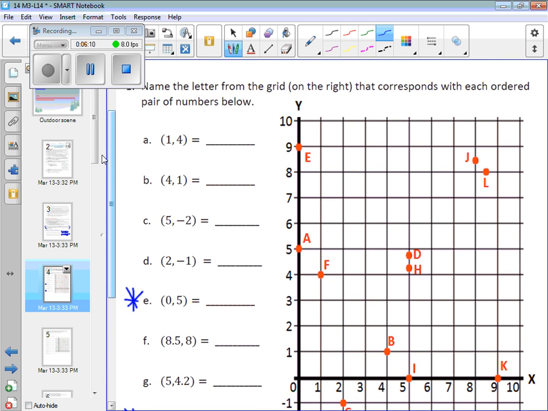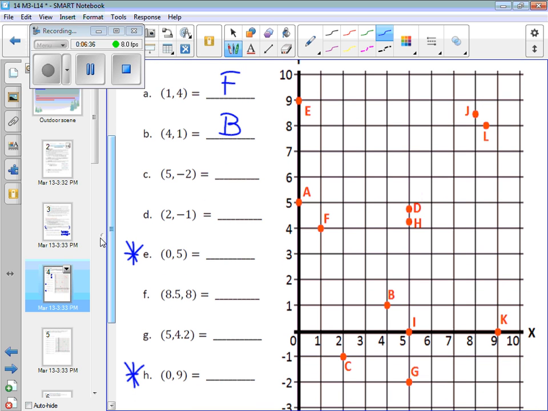All right, what do you have for the coordinates 1, 4? Delaney. What is that? 1, 4. What'd you get? F. I didn't hear you. I thought you said M. I'm sorry. Okay, F is good. 4, 1. Karen. Yes. 5, neg 2. Peyton. J. Yes. 2, neg 1. Jen.